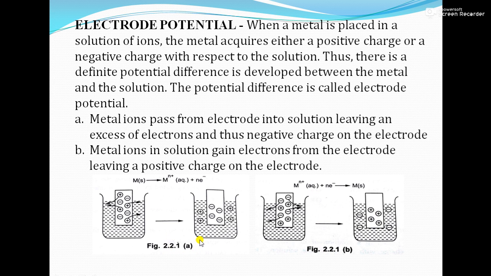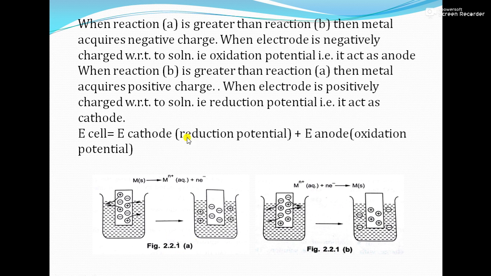So when reaction A is greater than reaction B, then the metal acquires negative charge. When the electrode is negatively charged with respect to the solution, that is oxidation potential, and it acts as anode. So when reaction A is greater than reaction B, this metal will get oxidized. That is called anode. In the reverse manner, when reaction B is greater than reaction A, that metal will get reduced, that is, it will act as cathode.